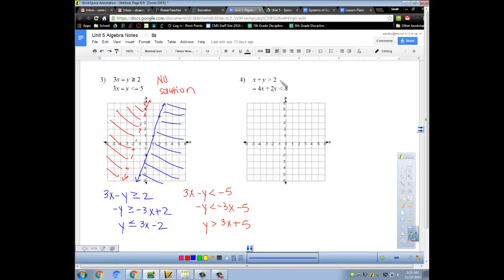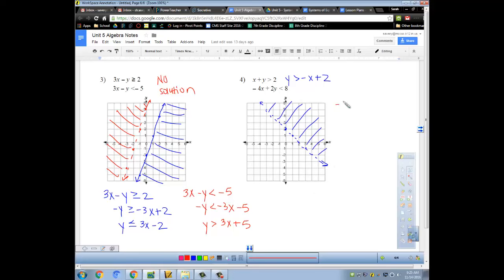Okay, number 4, get y by itself, so we're going to subtract the x to the other side to get y is greater than negative x plus 2. So I'm going to start at 2, go down 1 over 1. This is going to be a dotted line. And it says greater than, so we're going to shade this part.